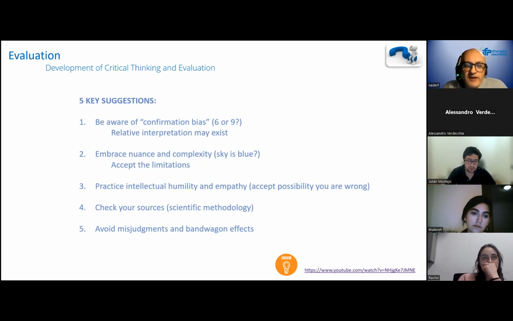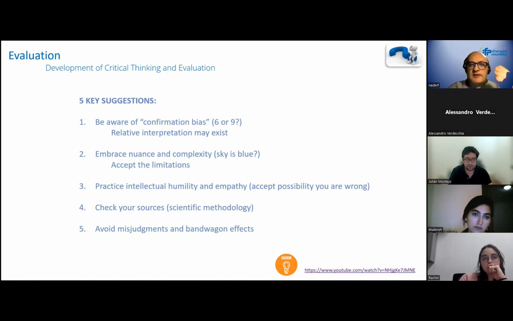Five suggestions that I found very interesting, and that's from a BBC sort of TED, if you want. First is to accept the confirmation bias. What is the confirmation bias? For example, if you write a 6 on the floor and you are facing somebody, the person in front of you will read it as 9, and you will read it as 6, right? So it's the same, but if you are looking from a different angle, you will see it in a different way. So the relative interpretation may exist, and you have to accept this. And you have to make use of it for your own purpose.